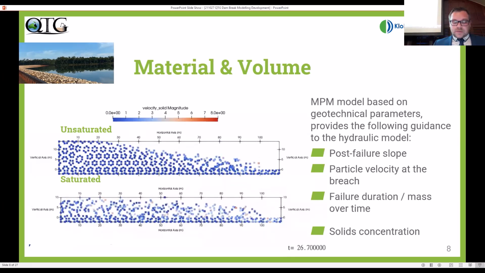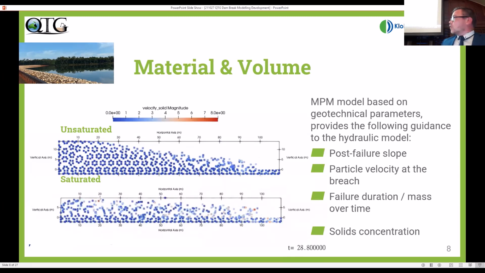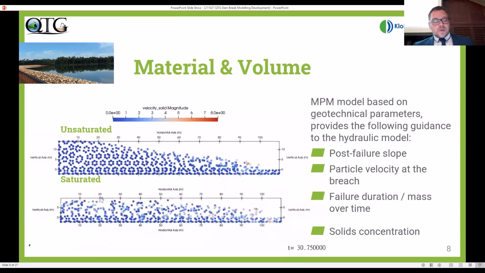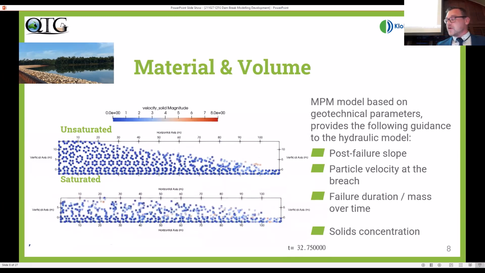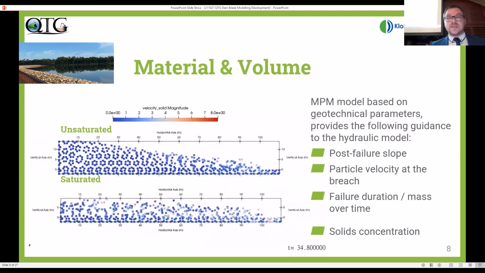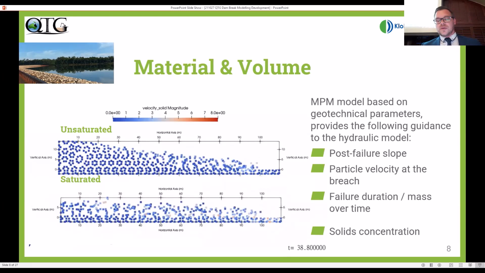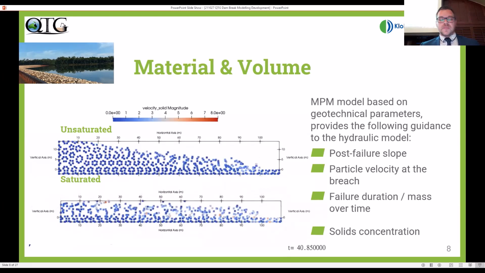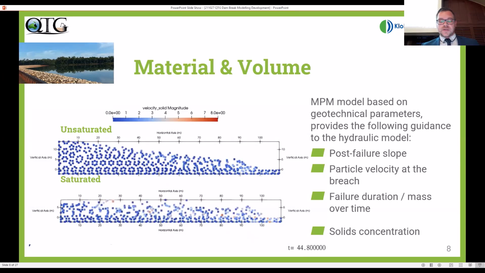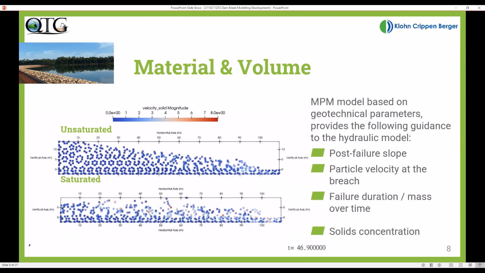For example, for one of our recent projects, we created some very simple MPM models. It's just a 2D slice with one material type, with the intention of using the model purely to support the selection of a post-failure angle slope. We considered 3 different locations with either a dry or a saturated material.